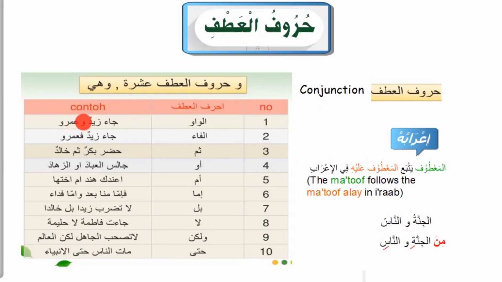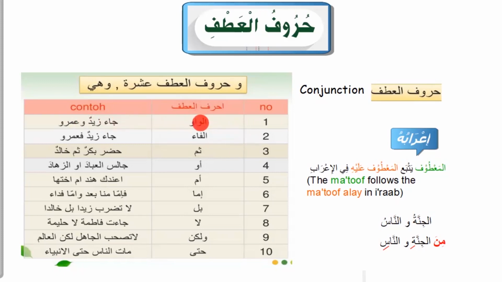Okay. So the wow here is a conjunction called harf al-atf, right? Harf al-atf is a conjunction that joins these two fa'il, doers. Zaid does the verb, as Umar does the verb. Okay, so Zaid and Umar, these two people do this verb. So this harf al-atf joins them together in doing this verb. I hope that is clear.